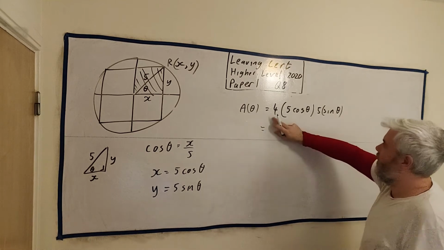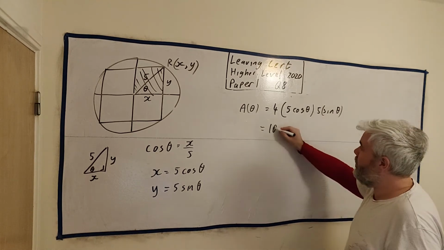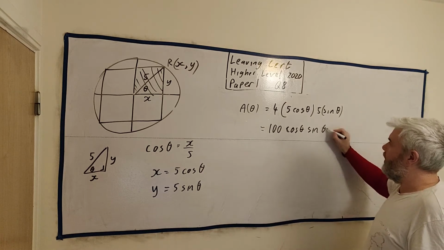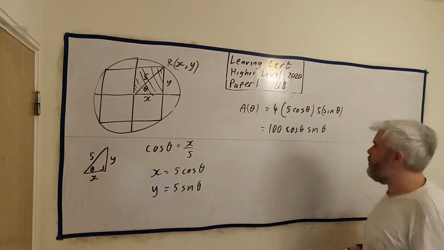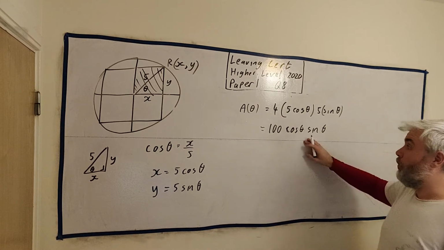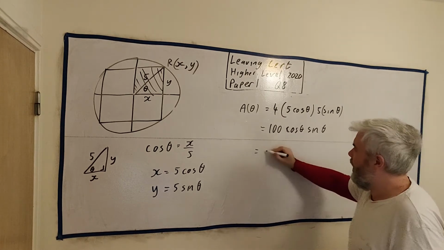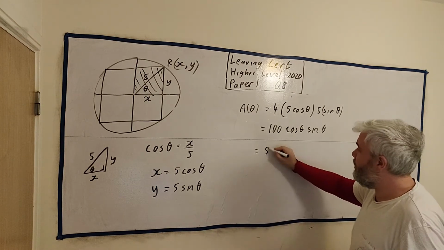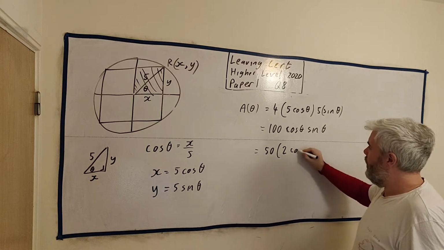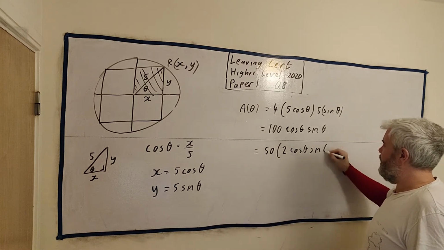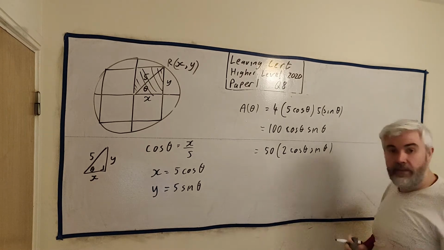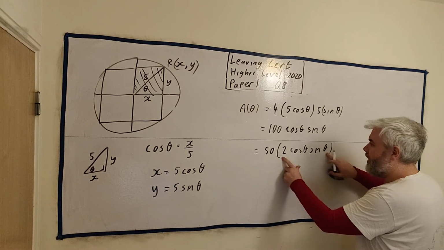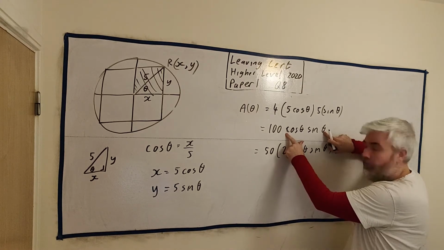If I multiply all this out, 4 by 5 is 100, and then we get cosine theta sine theta. Oh, okay, so that's not what they wanted yet, but it's quite easy to get from here to the answer. If we split this up into 50 and then 2 cosine theta sine theta. Now you do this because if you looked in your formula tables, you'd notice that this is equal to this in your formula book.